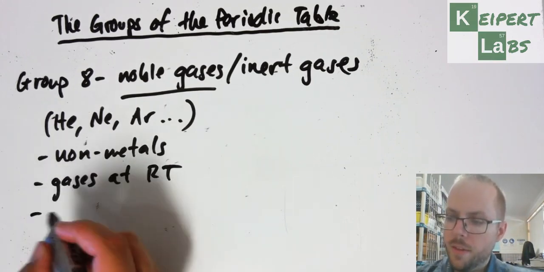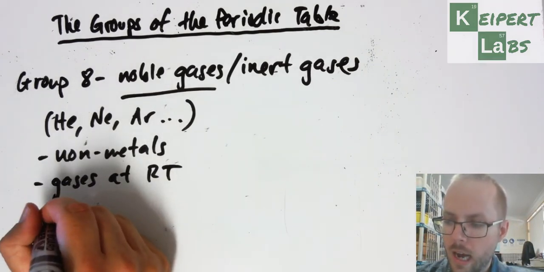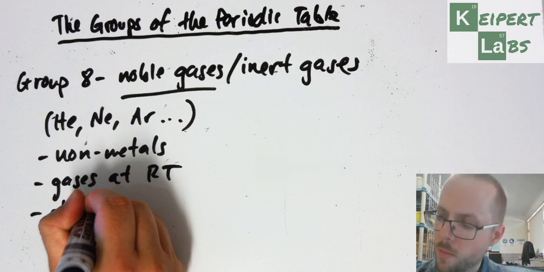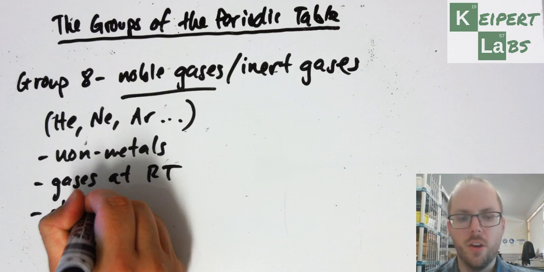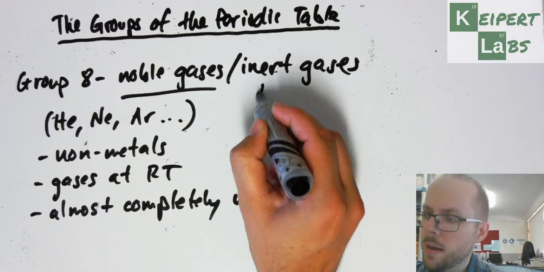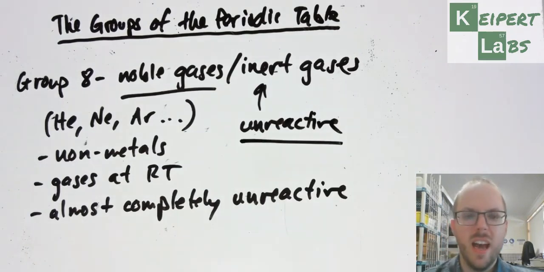Now, the thing that's really interesting about the noble gases compared with group 7 is that they are almost completely unreactive. I say almost completely because in chemistry, as often in science, under the right conditions, sometimes we can force things to happen that naturally wouldn't. So you can never say never, but naturally they are very unreactive, and that's where the term inert comes from, which means unreactive.